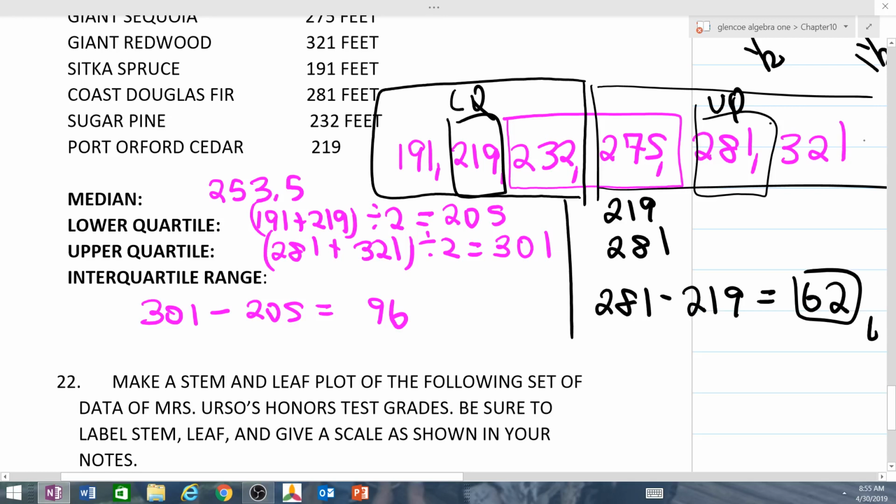The other option is, because there is an even number and no real median that you get without having to take the average, you go ahead and take the 232 and make it part of the lower half of your data, and take the 275 and make it the upper part of your data. Does that answer your question? Are you sure? Okay, other question.